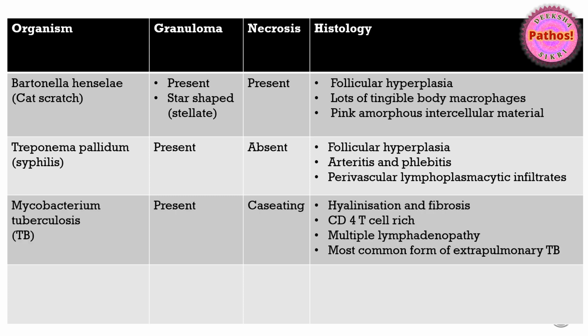TB, there's no end to what we can discuss about this. The granulomas are caseating, but please remember that you can get non-caseating granulomas as well in TB. So caseating granulomas, over time you can see hyalinization and fibrosis, and please do not forget that lymphadenopathy in TB is the most common form of extrapulmonary TB that will come to you in practice.